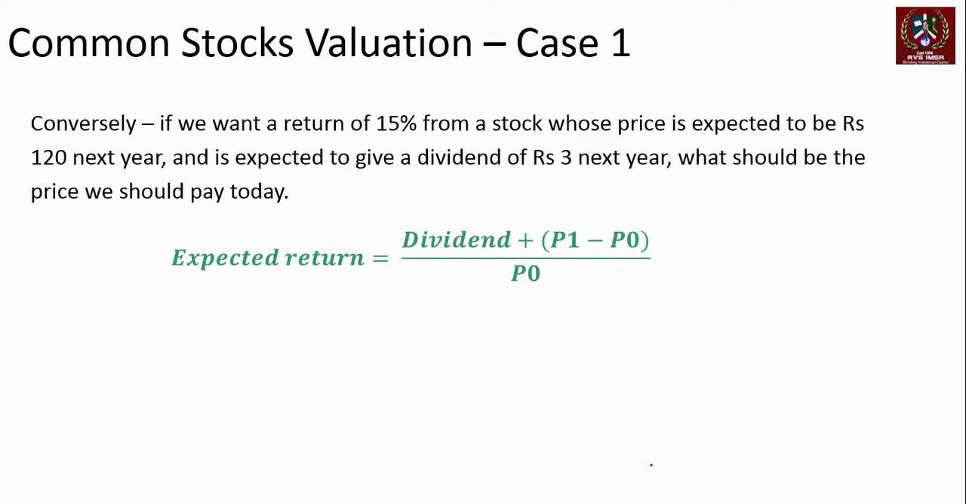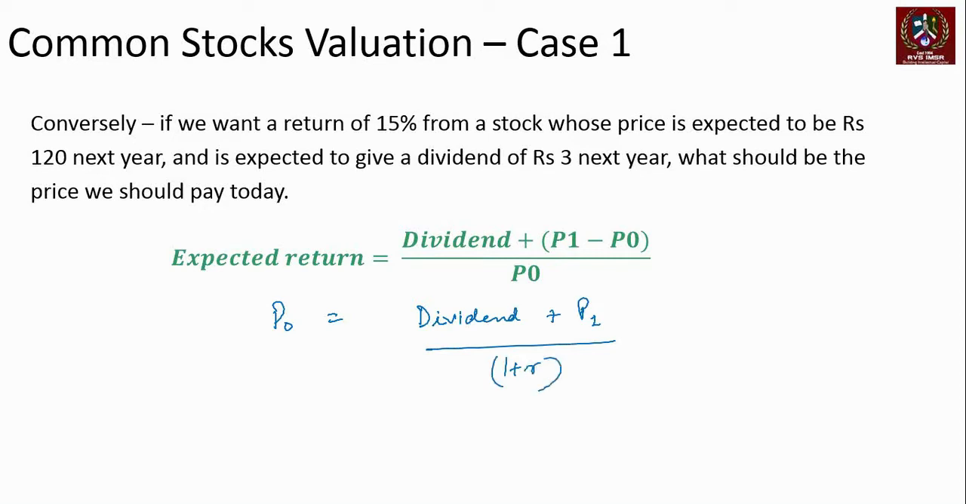So let's revert the question. If we want a return of 15% from a stock whose price is expected to be rupees 120 next year and is expected to give a dividend of 3 next year, what is the price we should pay today? So this was the equation. What we did was we effectively found out that P0 is going to be dividend plus price P1 divided by 1 plus the expected return.